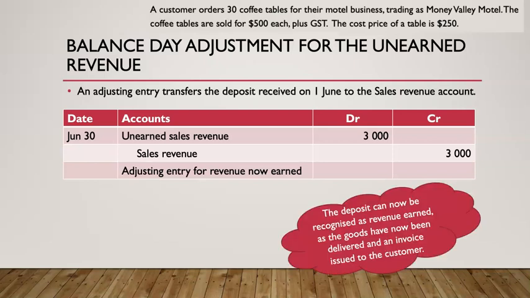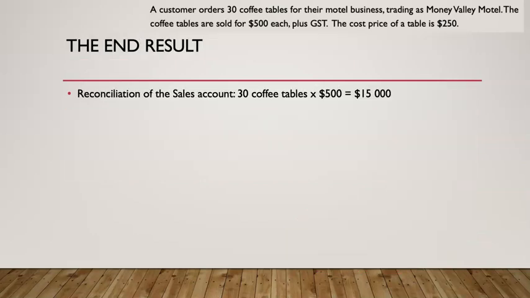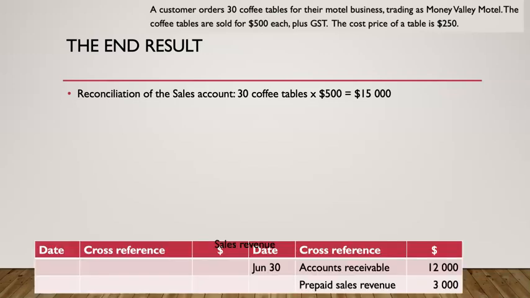In summary, the deposit can now be recognized as revenue earned as the goods have now been delivered. We've done the invoice, we've done what we need to do. Our obligation of a liability no longer exists. So how does it look? How can we be sure we've done it correct given the numbers looked a bit different? Let's reconcile the sales account, which we know must equal 15,000 because we sold 30 coffee tables for $500.